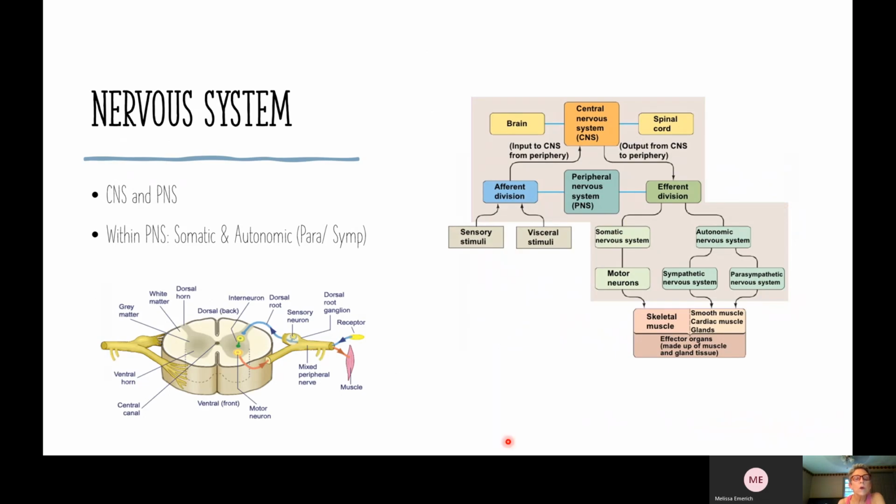Okay, so on this particular slide, I wanted to show the breakdown of where the neurons and such were on the spinal cord and how everything's flowing, in addition to how the peripheral nervous system breaks down and where the sympathetic and parasympathetic fit in. So we'll start at the top, and we already talked about the spinal cord and the brain being part of the central nervous system.